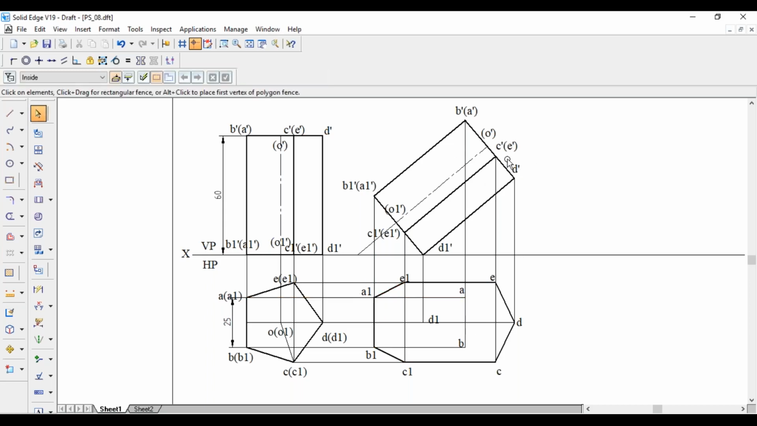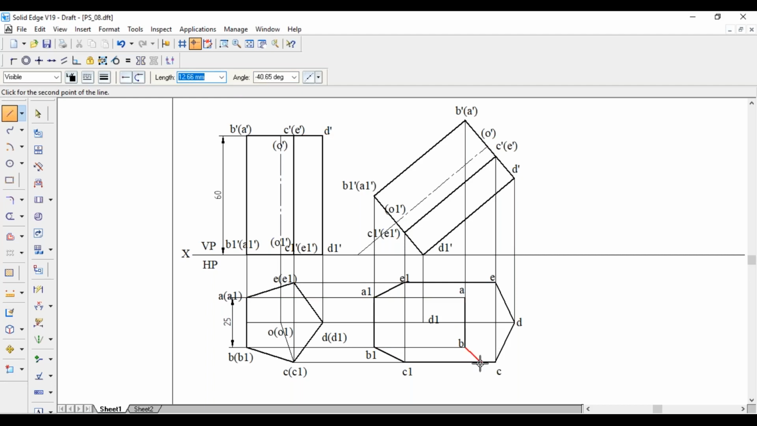Next, moving to the top face. Top face is nearer to the observer. It is completely visible. So that is AB. So here B dash is there. Behind that one, A dash it is there. It is visible. So join that one with continuous dark line.